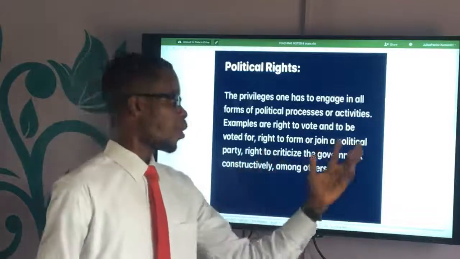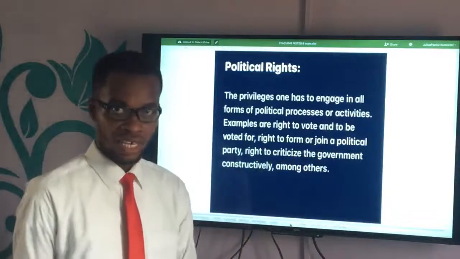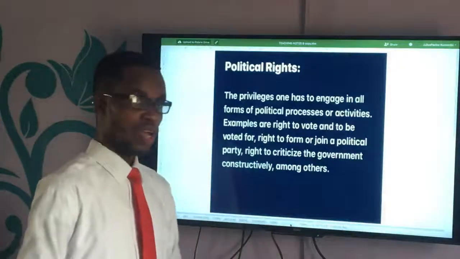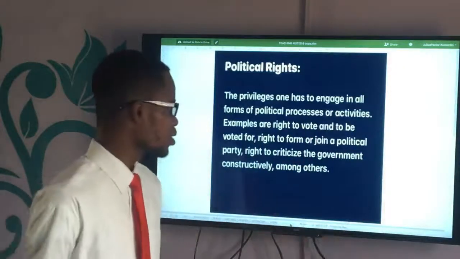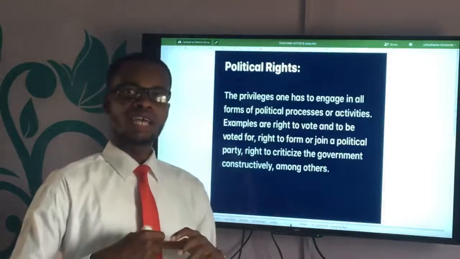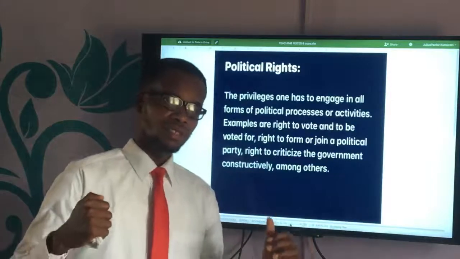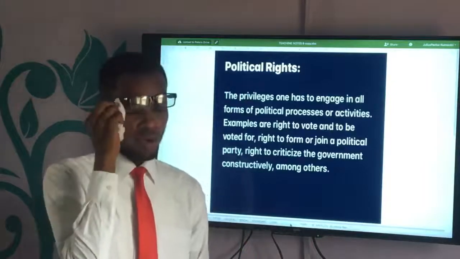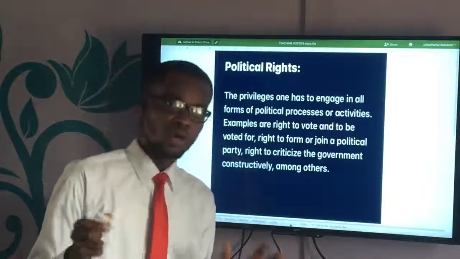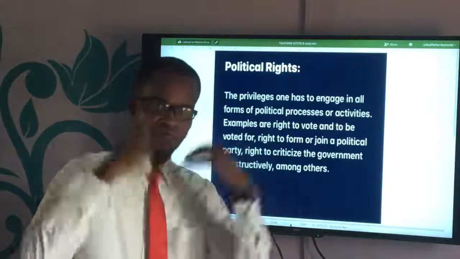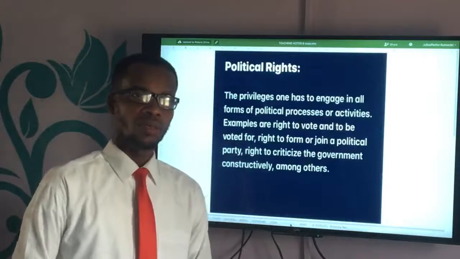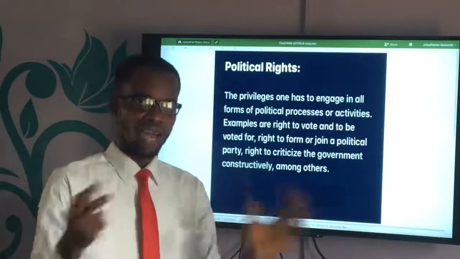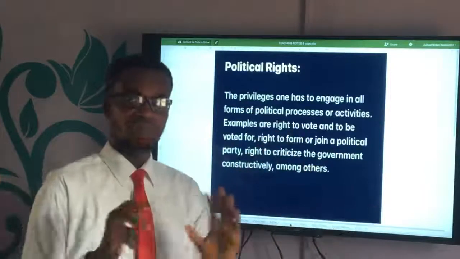Okay, so the right to form or join a political party is also there. Yes, this is also key. You can do it if you have the funds, you have the capacity. Why not? Then you should, as a citizen, be able to criticize the government. If things are going bad, things are not going right, you can voice out what you think is not correct with policies, or right with policies, decisions taken by government.